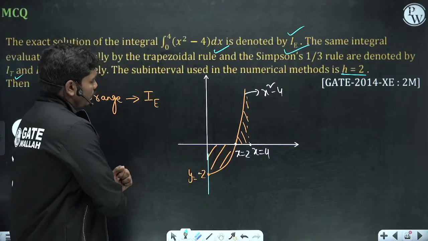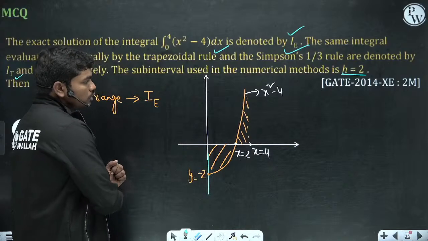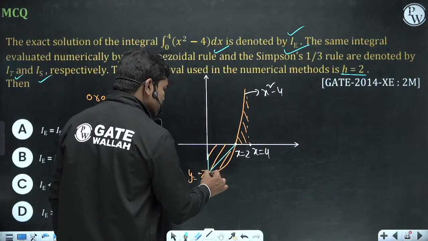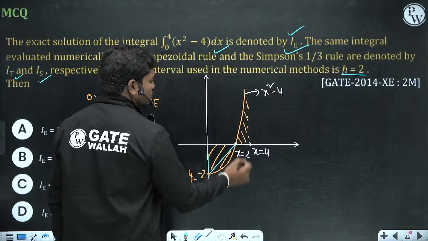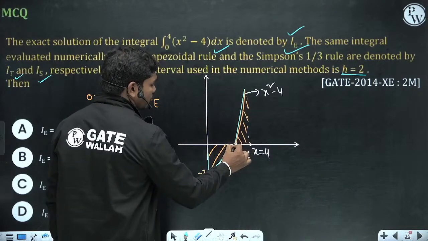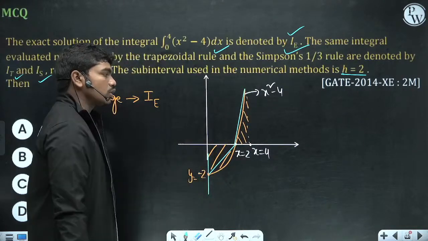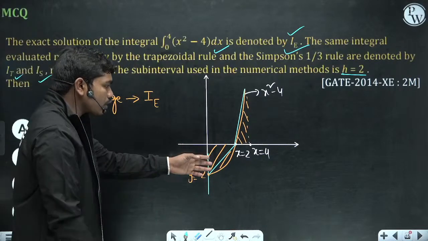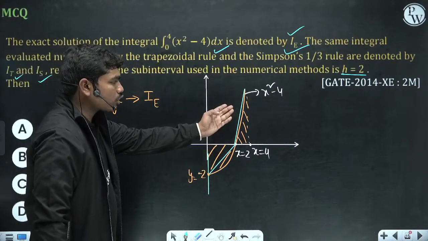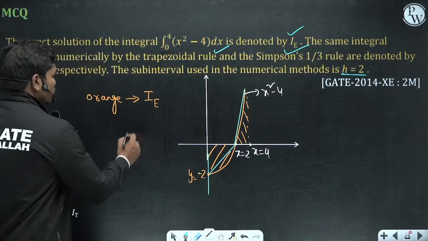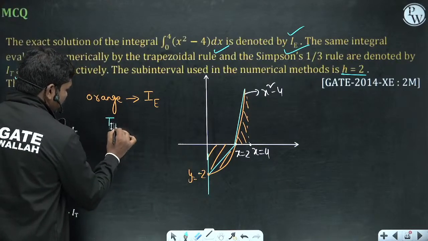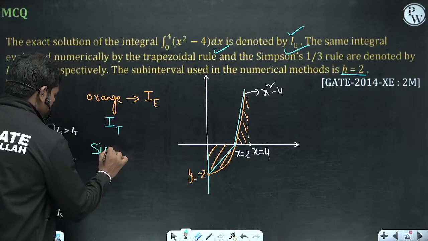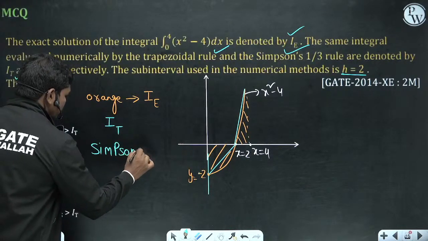Now in the case of the trapezoidal rule, you connect these points with the help of a straight line, and here also you connect these two points with a straight line. Whenever you connect them with a straight line, definitely some part of area is lost here and some part of area is gained here. So you have ITrapezoidal and Simpson's.